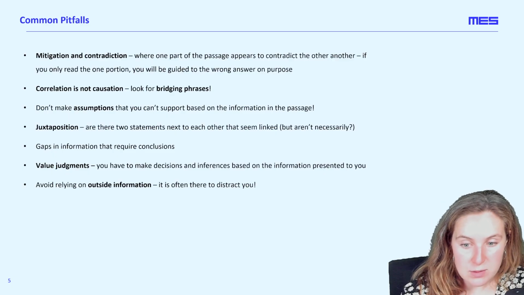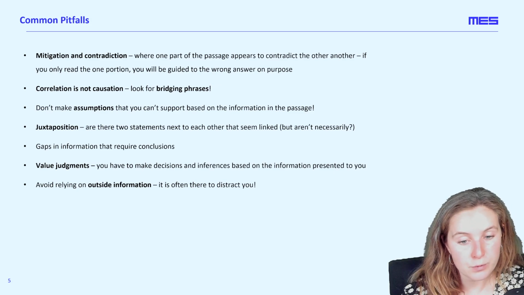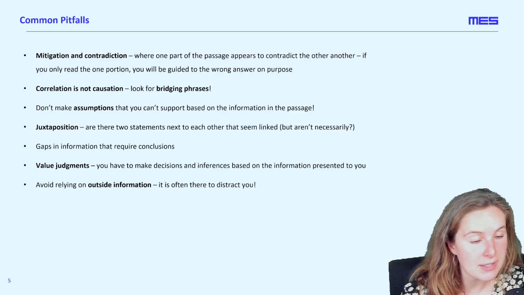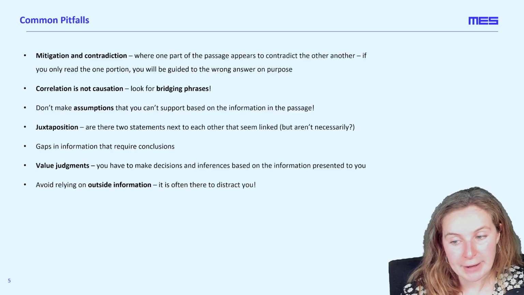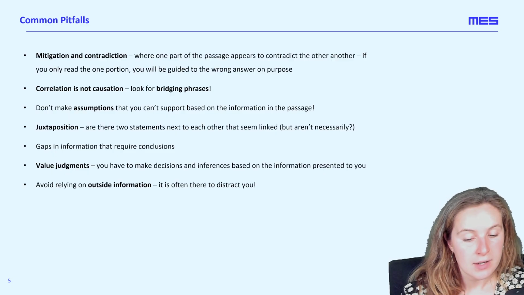With value judgments as well, you are sometimes given a bunch of pieces of information and forced to make a conclusion, or how effective something is in particular. You need to think about how you know it's effective and what effective looks like in this situation. And then again, avoid relying on outside information as it's there to distract you.